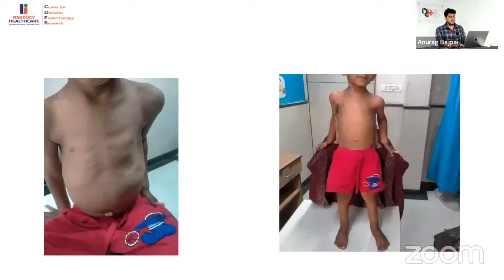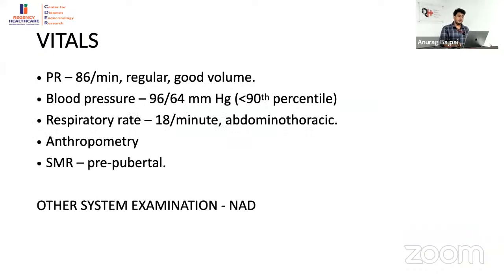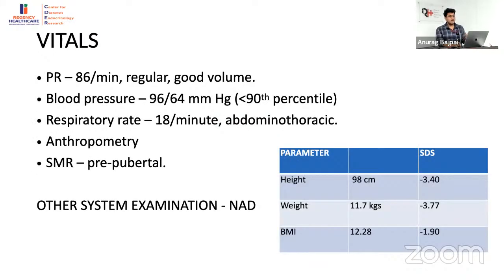This was the child who, as we could clearly see from the picture, had clear features of rickets along with severe failure to thrive. When we got the vitals done, they were all normal, and there was no acidotic breathing. His height was severely deranged with a -3.40 standard deviation, and weight also was severely deranged.